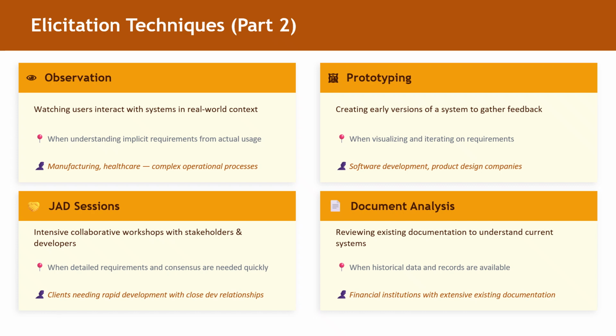Next is JAD session, which stands for Joint Application Development. These are structured workshops involving stakeholders and developers. They help in quickly finalizing requirements and aligning everyone. Finally, document analysis. Here, existing documents like reports, system manuals, or logs are reviewed. This is useful when working on a legacy system or enhancement. So, overall, observation is real behavior, prototyping is visualization, JAD is fast alignment, document analysis is historical understanding.